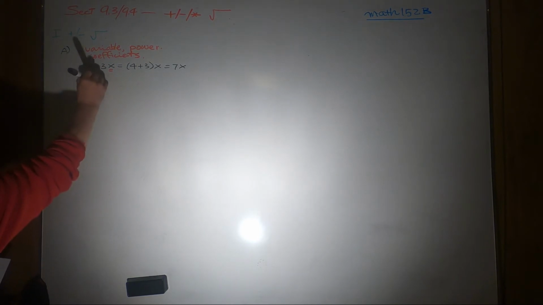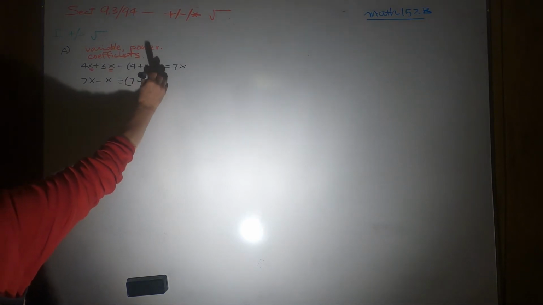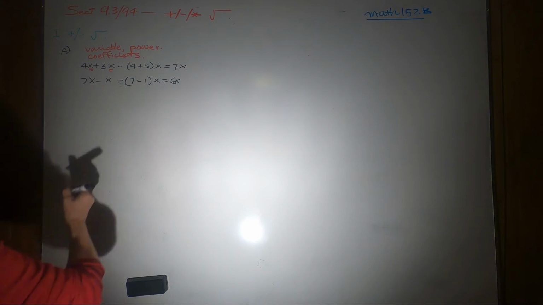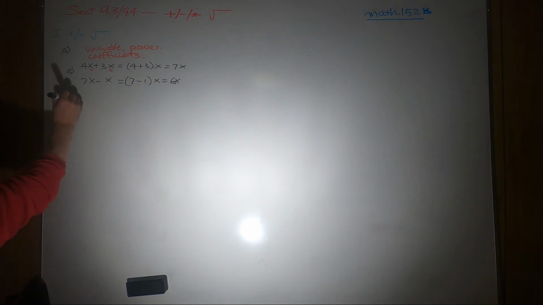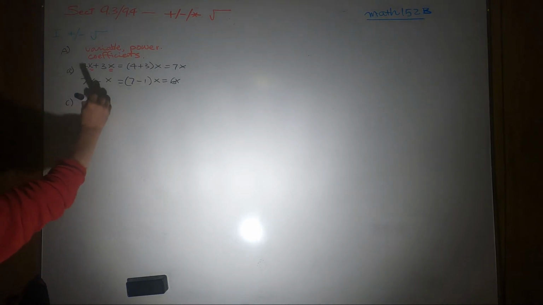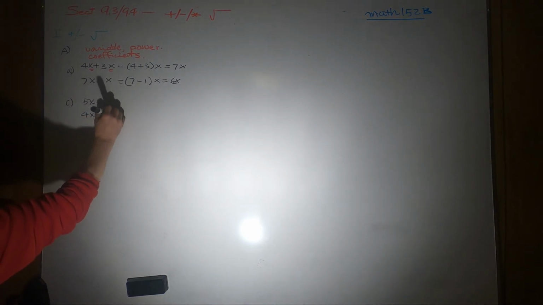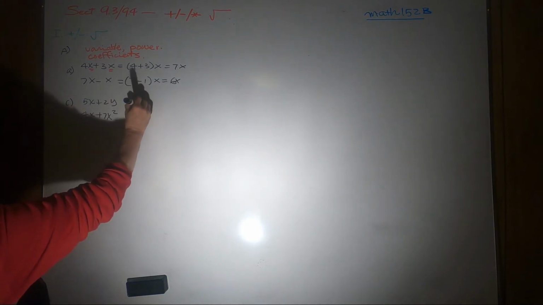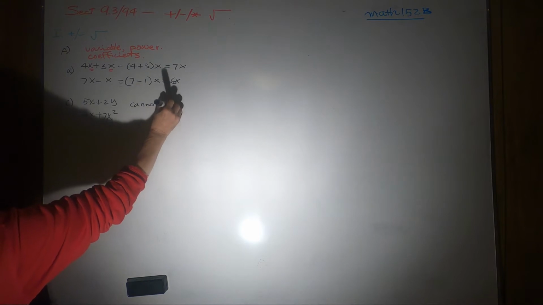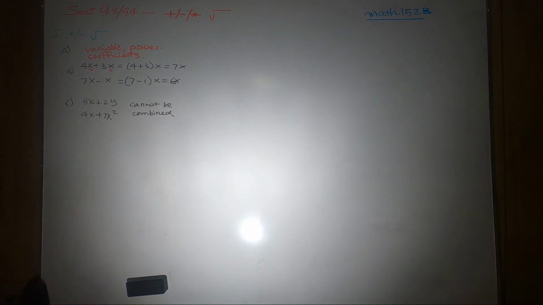If it's subtraction, you will do 7 minus 1 of the x, and you end up with 6x, right? Then if you have 5x plus 2y or 4x plus 7x squared, can you put them together? No, right? Those cannot be combined because they are not like terms.